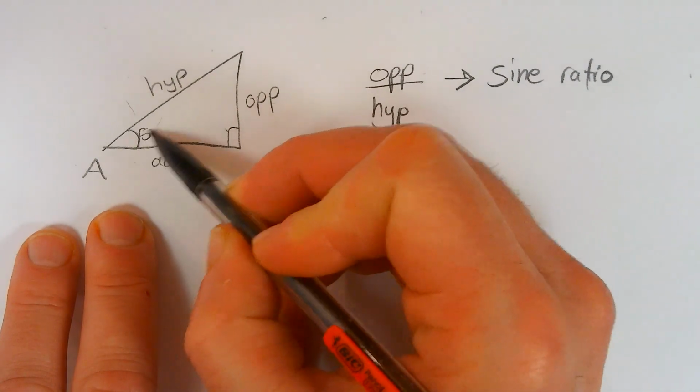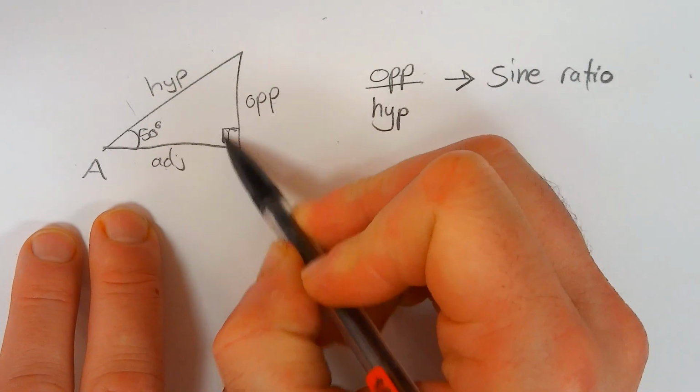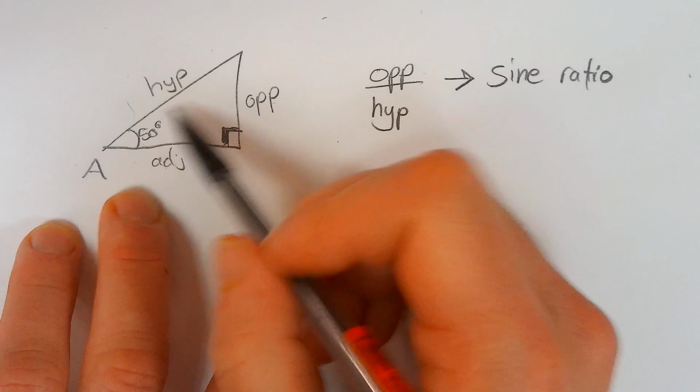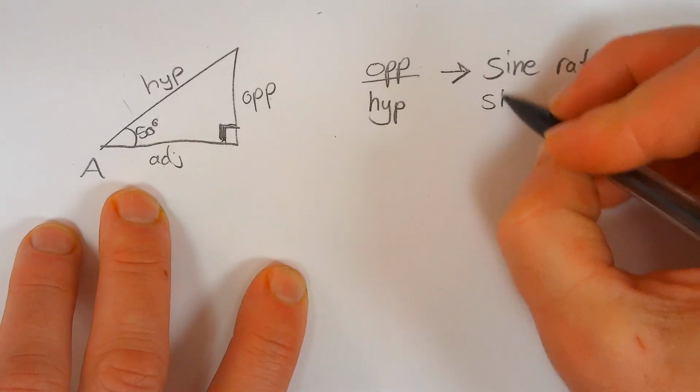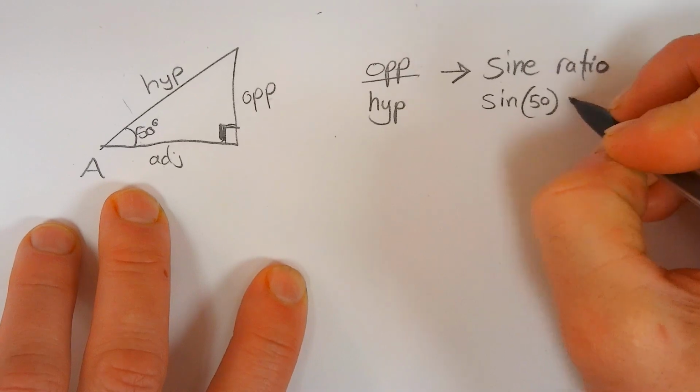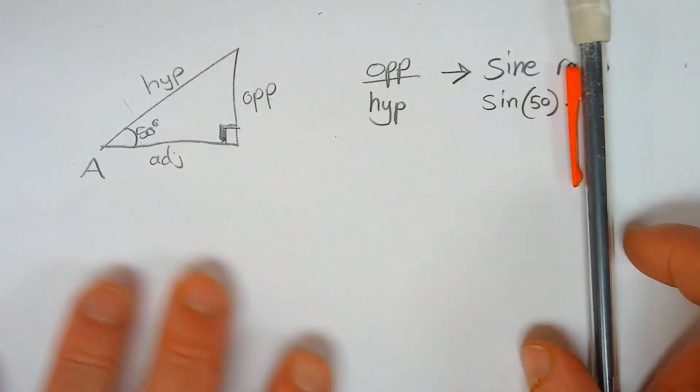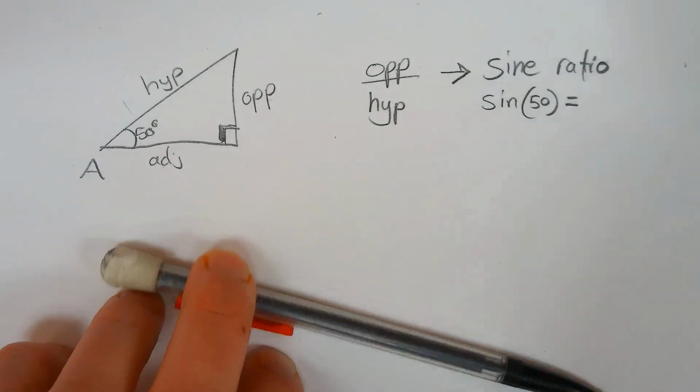Let's say this is 50 degrees. Every right triangle in the world with a 50 degree angle in it is going to have the same ratio, the sine of 50, in fact. And it would be written like this, sine 50. And we can go look it up in our calculator.